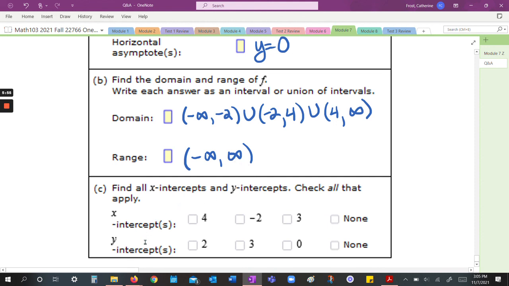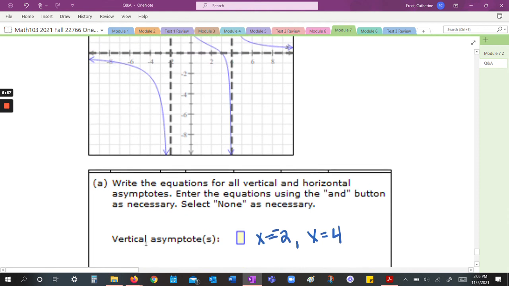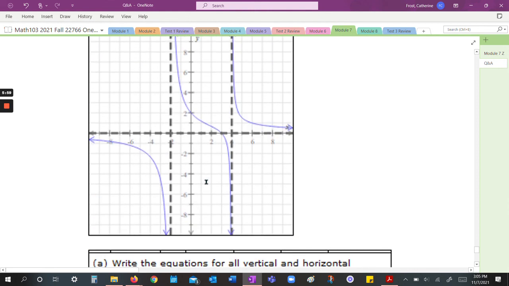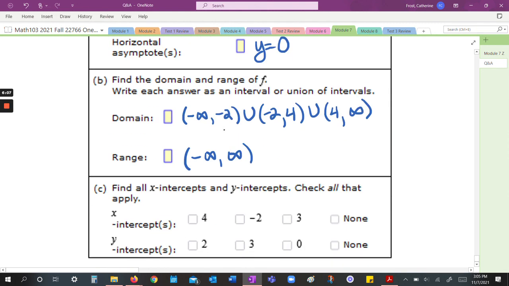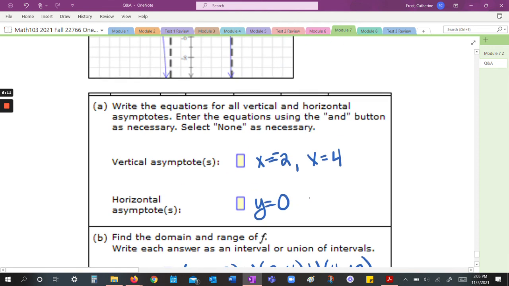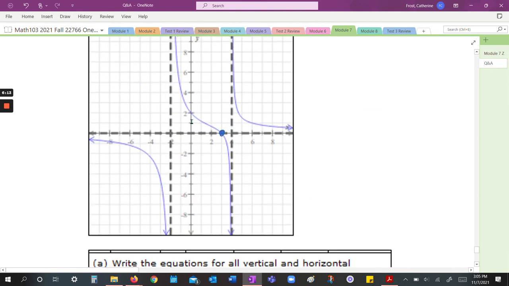Okay, so then finally x-intercepts and y-intercepts. X-intercepts are where we cross or touch the x-axis, and it looks like there's only one of those. It appears to be at x equals 3, this guy right here. For the y-intercept, we can have at most 1, and it looks like we do have 1, and that's at y equals 2.